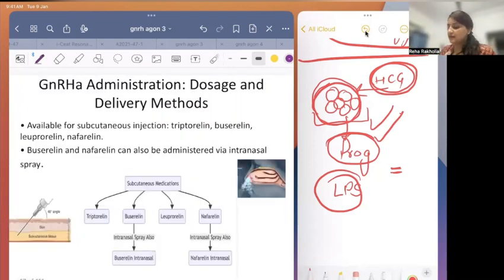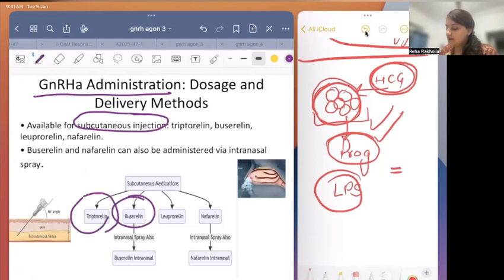Then how is GnRH agonist administered? There are two ways: subcutaneous injection and nasal route. Subcutaneous injections are triptorelin, buserelin, leuprorelin, and nafarelin. And buserelin and nafarelin can be used as intranasal also.